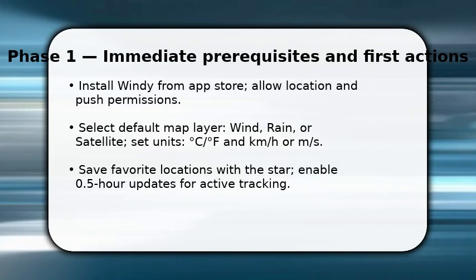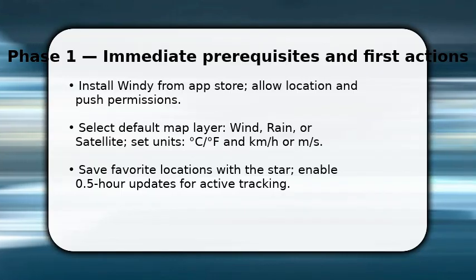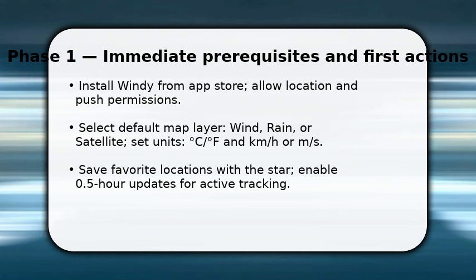Then open settings to choose degrees C or degrees F and km/h or m/s because units change interpretation. Finally, star any location to save it and set refresh to 0.5-hour for near real-time data. This gets you actionable weather now.